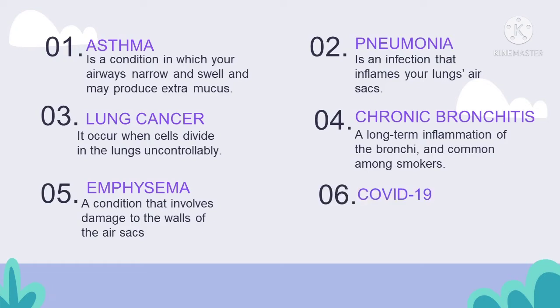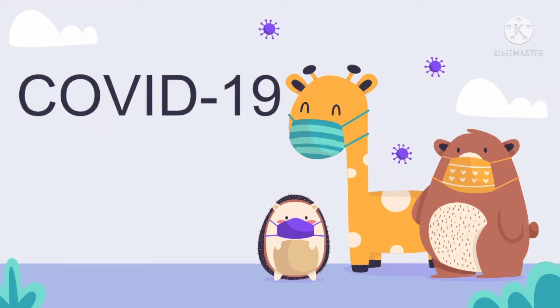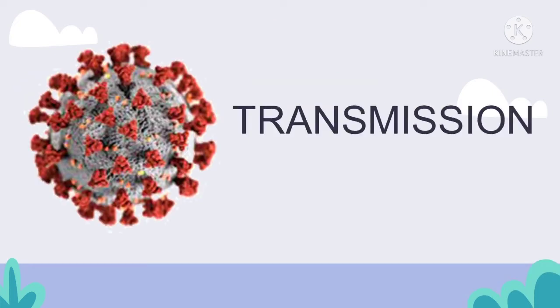Next is COVID-19. So let us discuss the signs and symptoms of this disease since it is now a global disease that spreads all over the world. COVID-19 is named for coronavirus 2019. It is a lethal respiratory syndrome that SARS-CoV-2 causes. Severe acute respiratory syndrome coronavirus 2 is the leading and only cause of COVID-19. It is a transmittable pandemic.